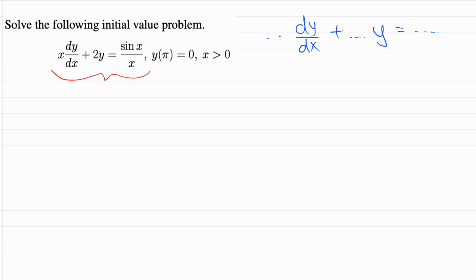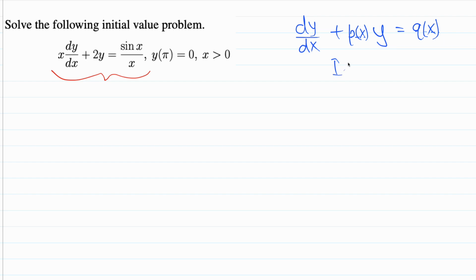In fact, we can divide by that function of x, and we will have exactly the following form: dy over dx plus p of x times y equals q of x. We call whatever that function is p of x, and what is left over is q of x. So this is the standard form of a linear equation in terms of the dependent variable y with respect to x. And when we have a linear equation, we know how to solve it.